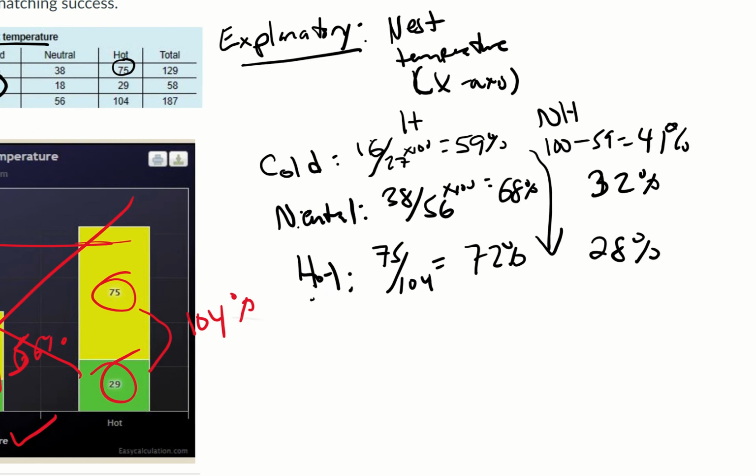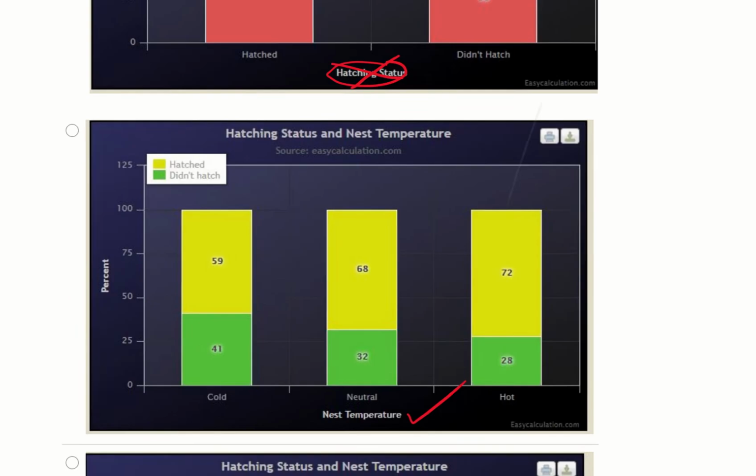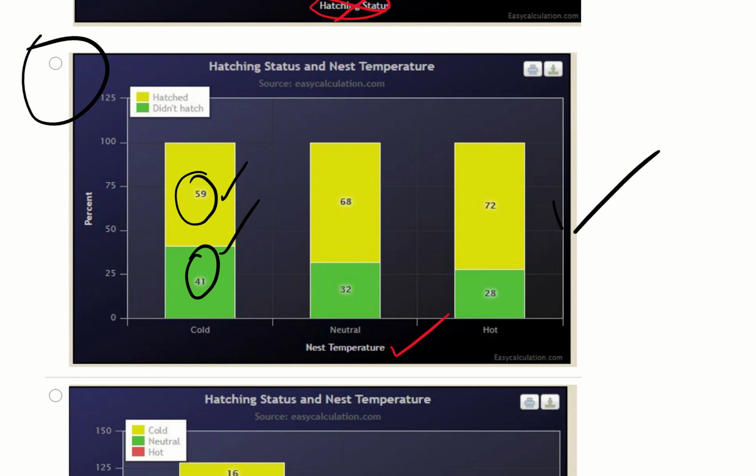So there's definitely an association. That's how you would get these percentages, 59 and 41. So for cold, that's how we got the 59 and 41 and so on. Okay, so this definitely checks out. So this is my answer for my segmented bar chart.